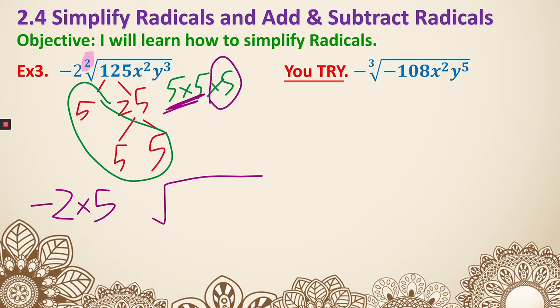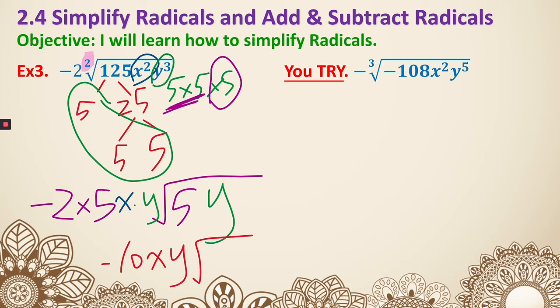So this 5 is for sure going to stay inside. But then I see, oh, I actually have this x squared. And since I'm looking for pairs, that is a pair of x. That means it comes out to be just an x. And then I see, oh, I have this y cubed. But when I take out a pair from y cubed, I still have a y left. And a pair becomes just one y. So that is what I end up with. Now I just need to simplify everything. It's negative 10xy square root of 5y.